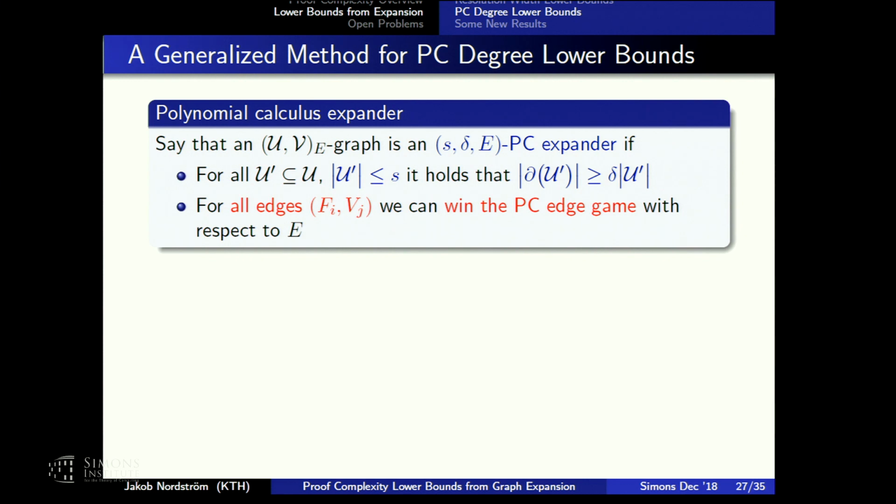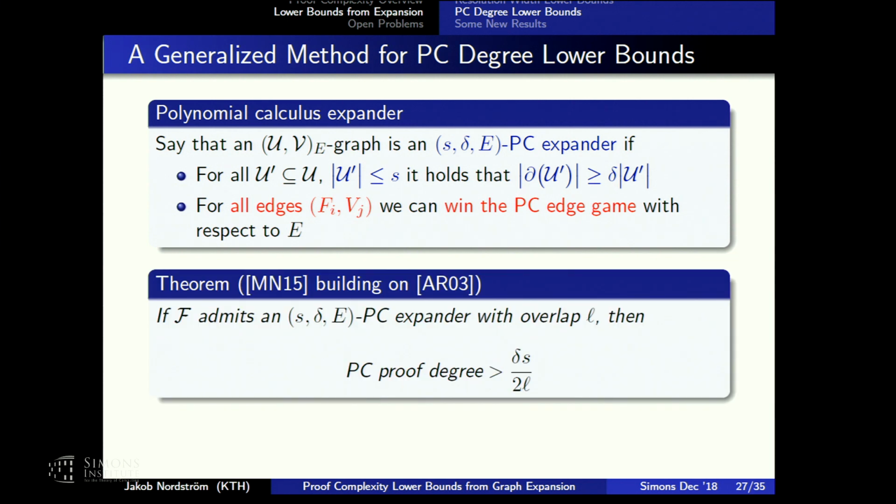Okay, so now we just have the same, instead of a resolution expander, let's talk about the polynomial calculus expander. If it is a boundary expander, and if on every edge we can win the edge game, then we get exactly the same statement that the degree is now delta S, so the expansion factor times the size we can guarantee for the expansion divided by the overlap, which will keep to something constant.